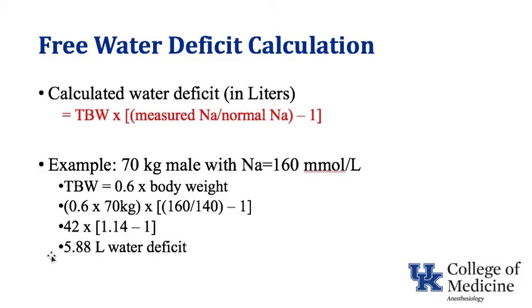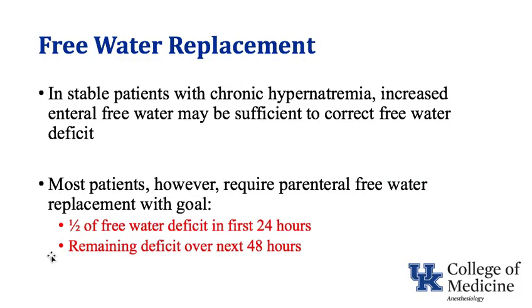So 42 times 1.14 minus 1, or in other words, the total body water deficit, or the free water deficit for this patient is 5.88 liters. The free water replacement should be given in stable patients with chronic hypernatremia, usually through enteral, meaning through the digestive tract, because that's usually sufficient to correct the free water deficit.